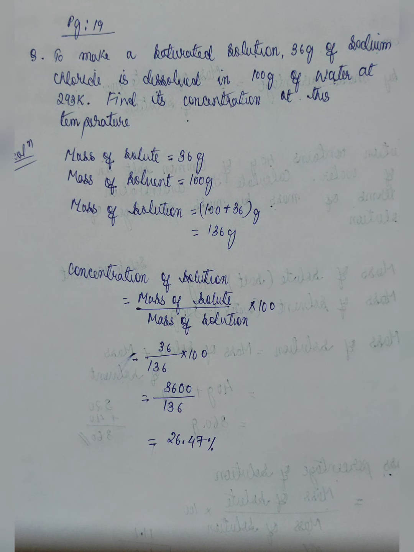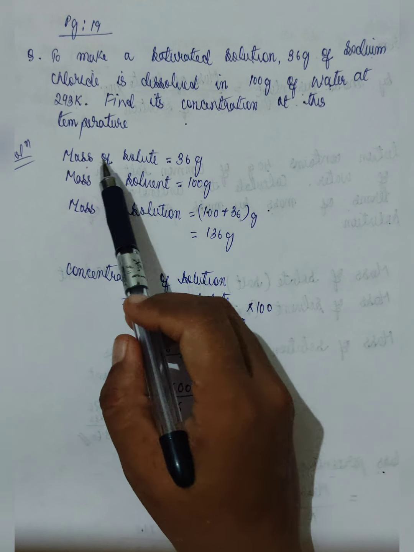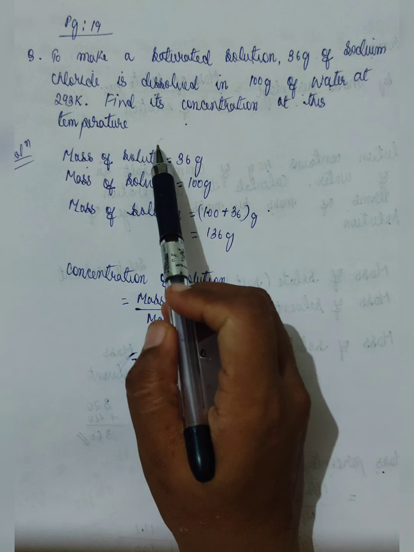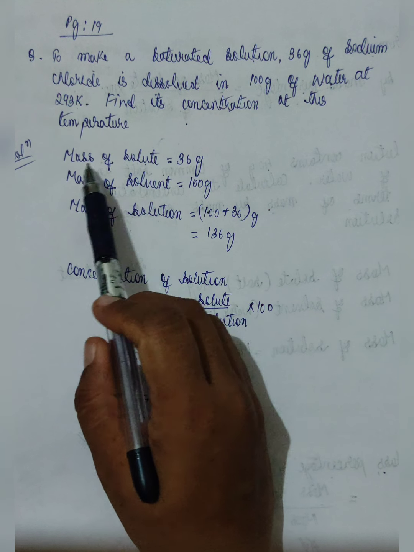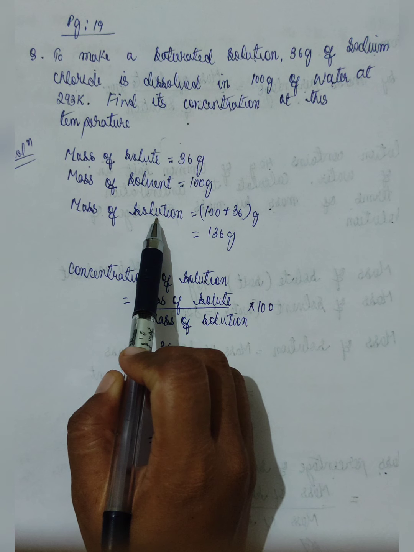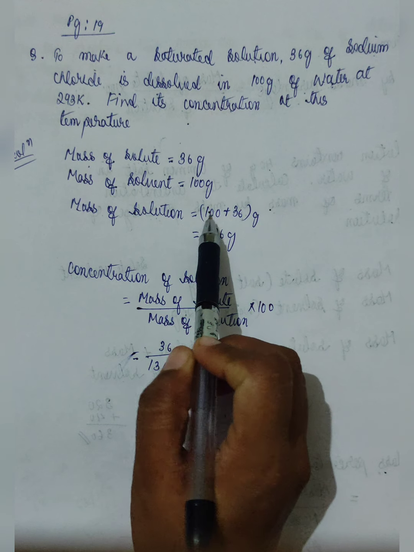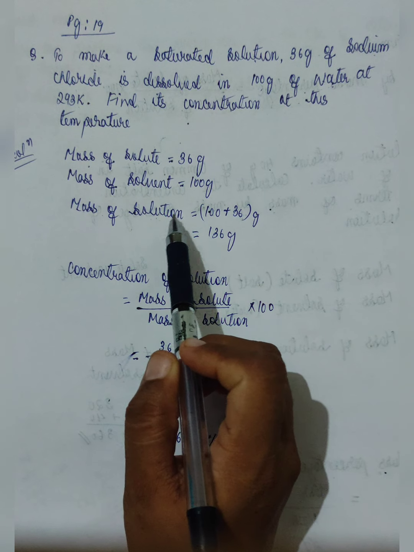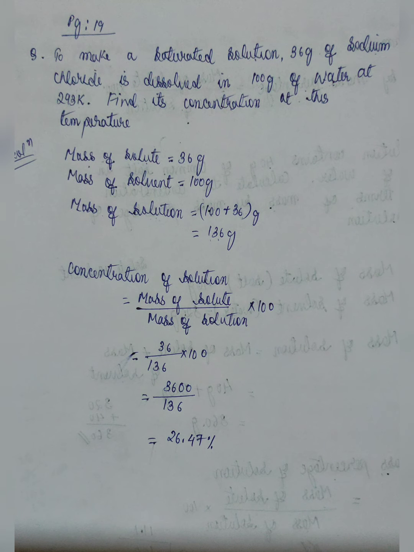I have already done the solution for you, however I'll be explaining it. Now we know that this is our solute and this is our solvent, so we will write down mass of solute. You can write sodium chloride in brackets, or even if you don't write it, it's fine, because we have already mentioned that it is the solute. So mass of solute will be 36 gram, mass of solvent 100 gram. Now for mass of solution, as I told you, solute and solvent will be added up. If you write here 36, 100, 136, it is the same. So 136. Now we have to find out the concentration of solution.